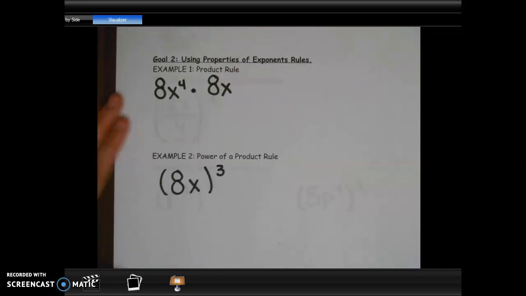All right, now let's do some examples that are going to line up with your homework. So this is goal 2, using the properties. So what I've done is I've taken specific problems from your homework and I've done them in your notes for you. So you have some of your answers already with you, okay?